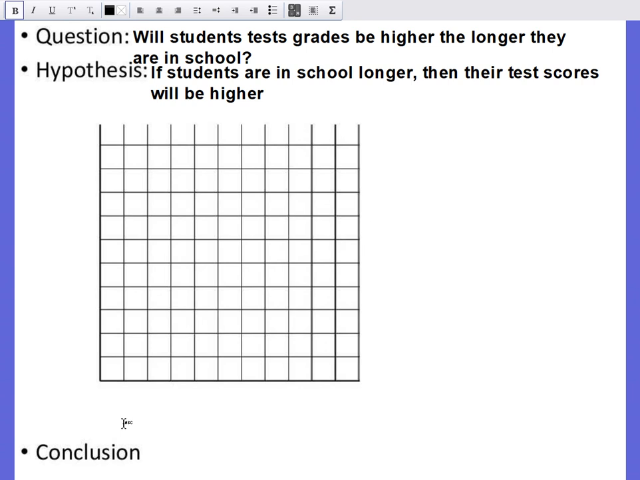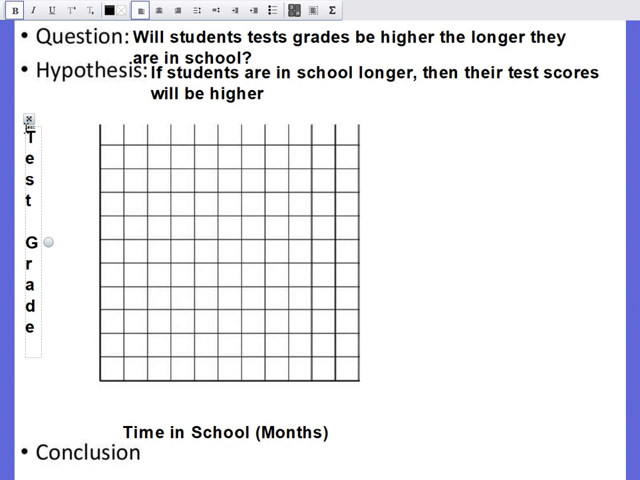I'm going to set up my graph. On the bottom, I'm going to have my independent variable. That was time in months in school. On the other side, I'm going to have their test grade in percentage. I'm going to set up my numbers here. So for time in school in months, I have August through May. To make this a little bit simpler, I'm just going to put the first letter of each month. So A for August, S for September, and so on.